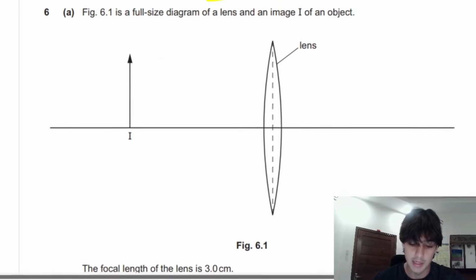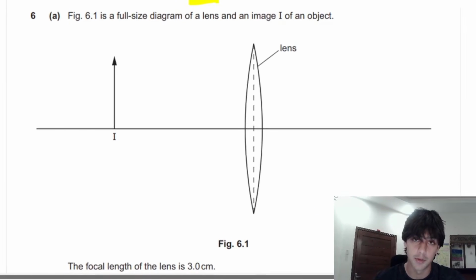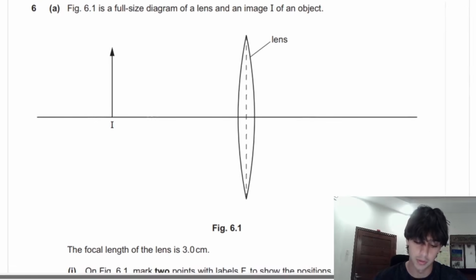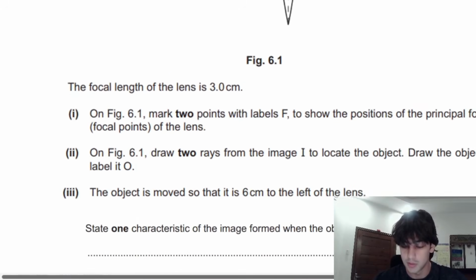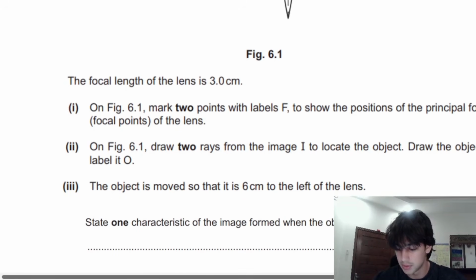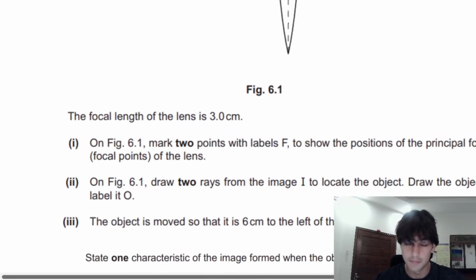Here is a full-size diagram of a lens and an image of an object. Now, this is probably the trickiest topic so far in physics, so let's go over this real quick. The focal length of the lens is 3 centimeters. Mark 2 points with labels F to show the positions of the principal focuses of the lens.